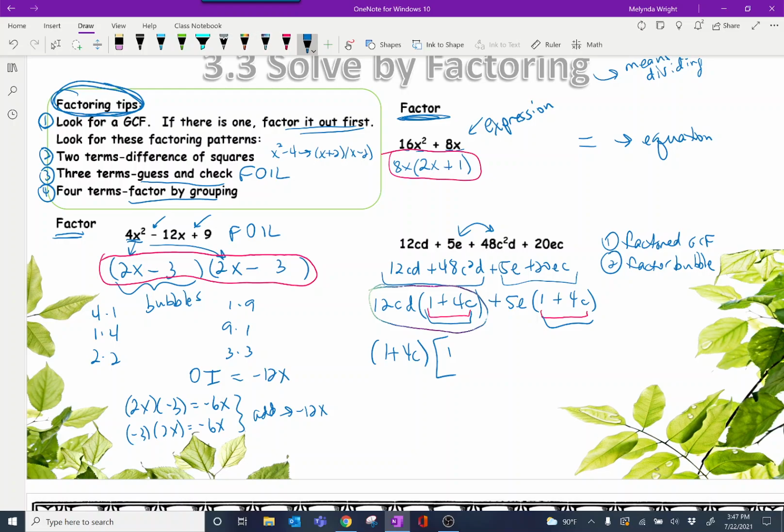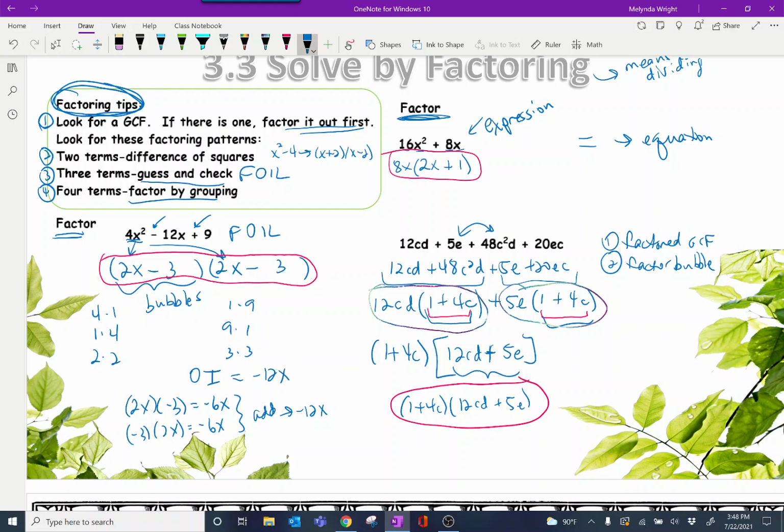Well, I'm left with the stuff on the outside, 12cd. Again, I'm going to take this whole thing right here. I'm going to divide the 1 plus 4c out. Again, factoring is dividing. And now when I divide the 1 plus 4c out, what am I left with? I'm left with the stuff on the inside. And we would look to see if we could factor this little guy right here, which, you know, we can't. So I'm just going to rewrite it just to clean it up. So I've got 1 plus 4c times 12cd plus 5e. And that would be our factoring for that one.